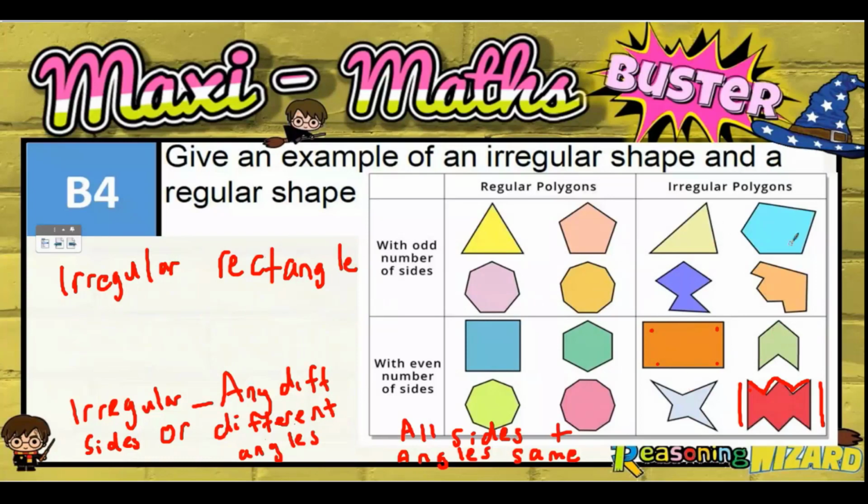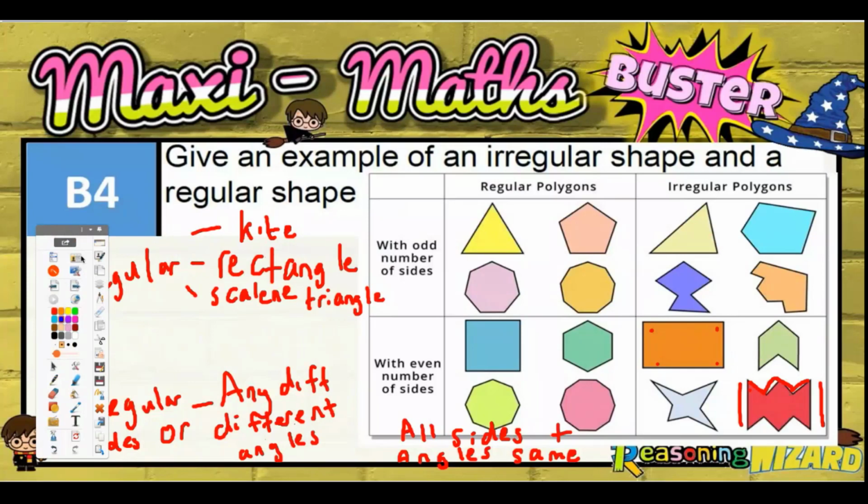But any of these, you could say a scalene triangle, because a scalene triangle is where none of the sides and angles are the same. So you could say that. You could also say a kite, actually. A kite has got two short sides at the top, two long sides at the bottom. They are good examples of irregular shapes.